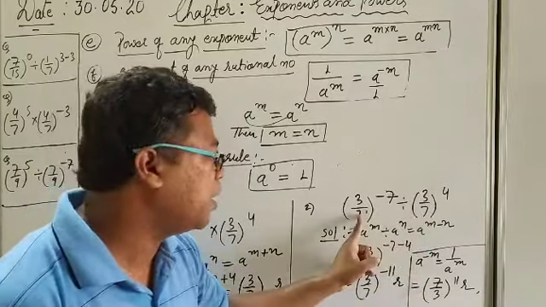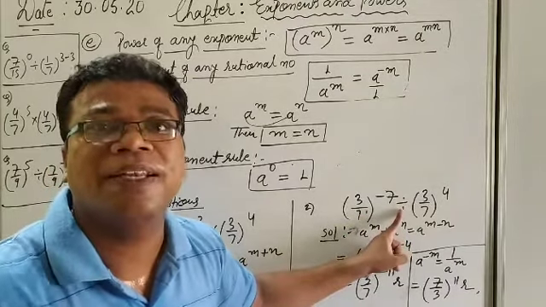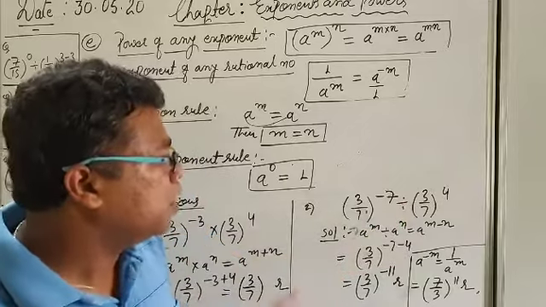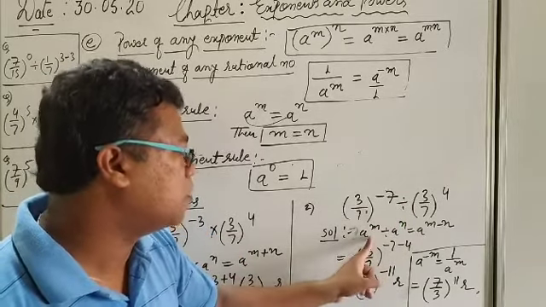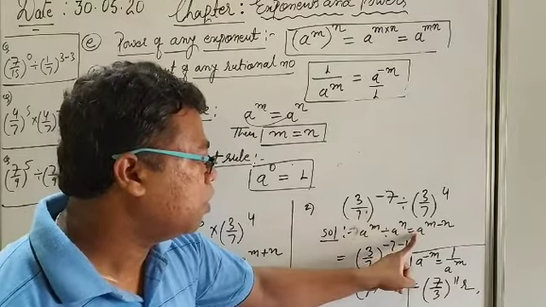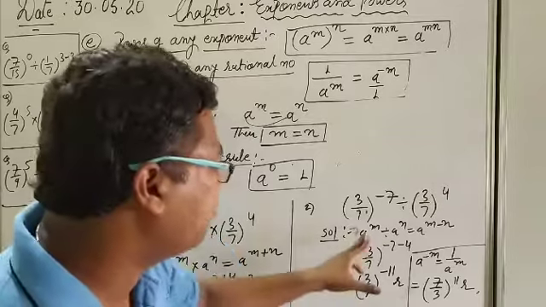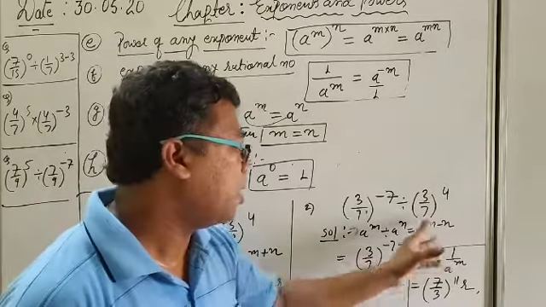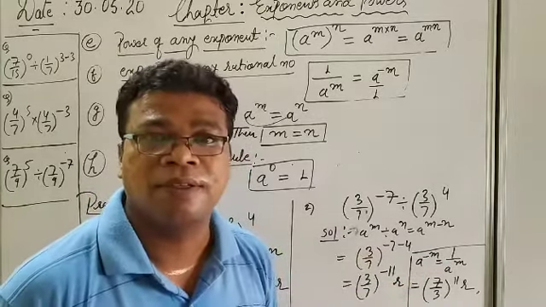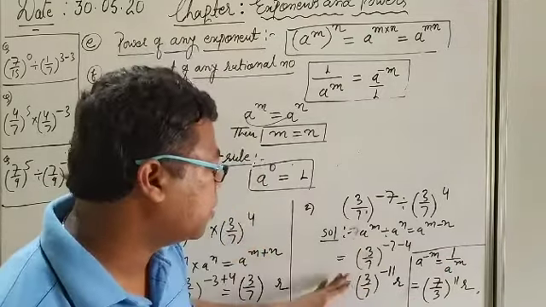So there is a common base, but the case is the division operation. Immediately you should recall the formula: a to the power m divided by a to the power n is equal to a to the power m minus n. Means if there is a division case with a common base, we have to subtract their powers. Okay, subtraction of the power rule. So directly we will apply this particular rule here.